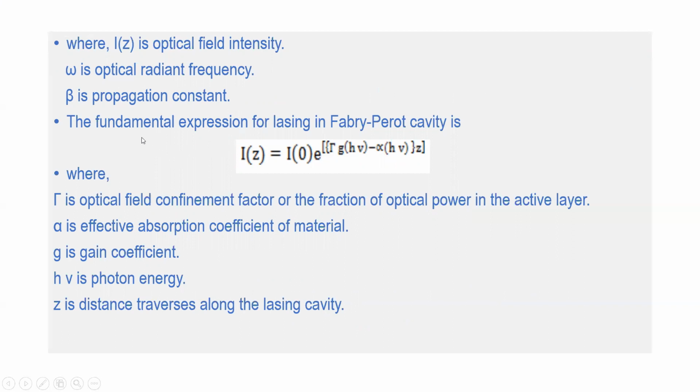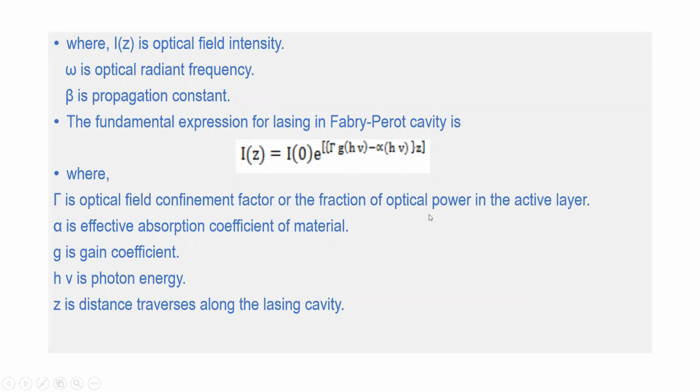Now coming to the basic equation, the fundamental expression for lasing in a Fabry-Perot cavity is given by I of Z is equal to I of 0 e to the power (gamma g hv minus alpha hv) into Z. Hv is nothing but your energy.